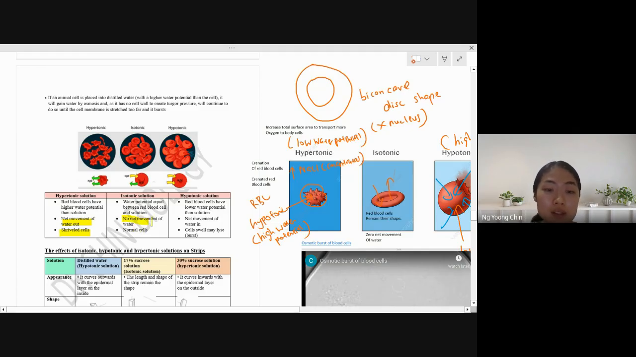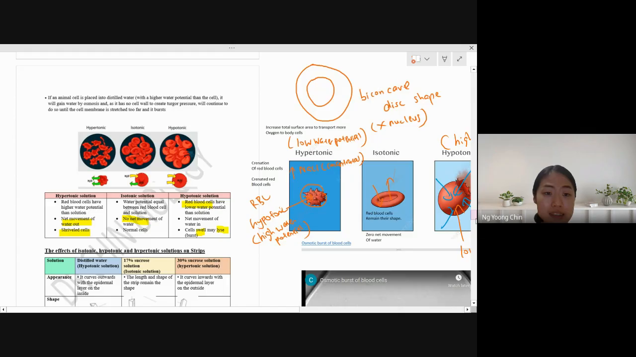No net movement means the movement of water will cancel each other out. How much water moves inside the cell will be how much water moves outside the cell. Then how about hypotonic solutions? Okay, a hypotonic solution will cause water to move from the outside solution into the red blood cell. So the red blood cell will gain water and then swell up. Swelling up means an increase in size of the red blood cell, and then they will lyse. Lyse means burst.